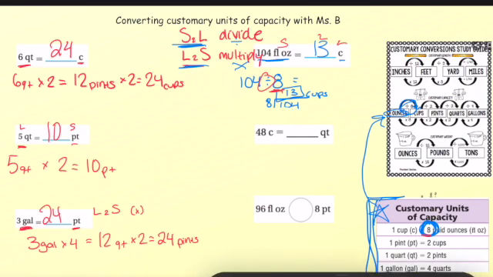We are going to do 48 cups is how many quarts? So 48 cups to quarts. All right, 48 cups to quarts. So the first thing that we're going to do is go to our handy dandy chart, and we are going to put our finger on cups. There we are. And we're going to go to quarts.